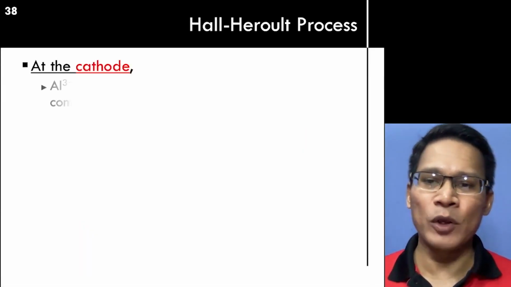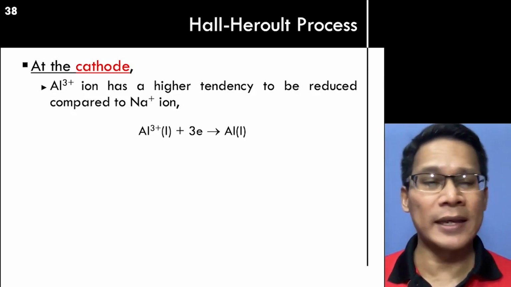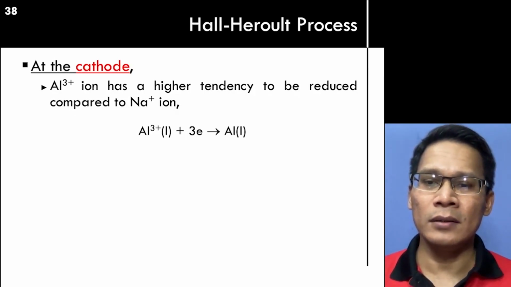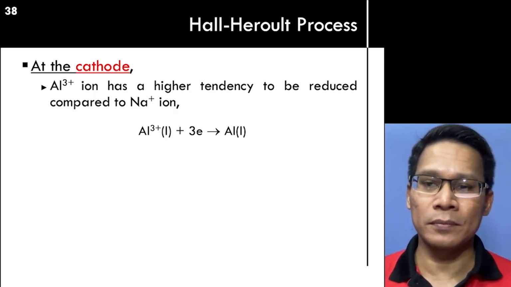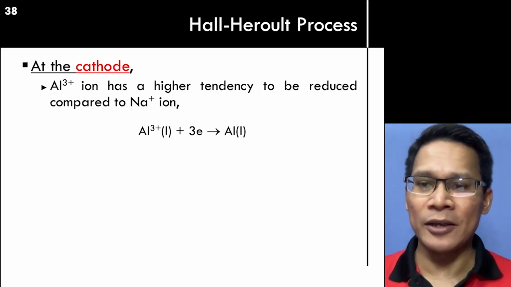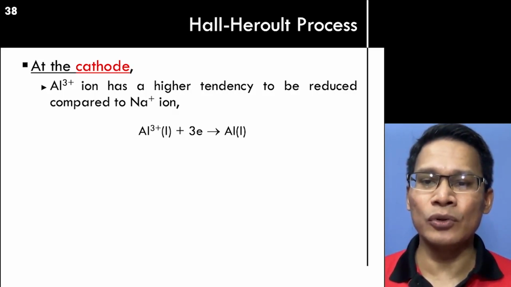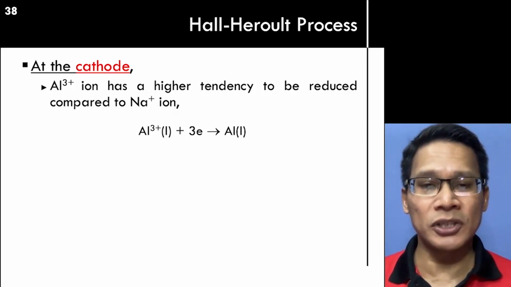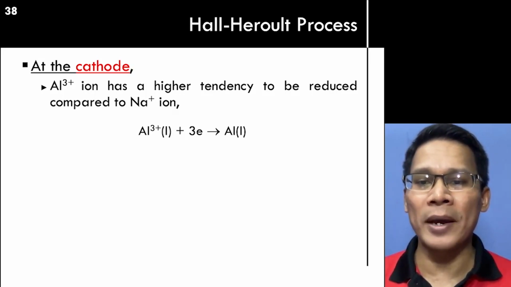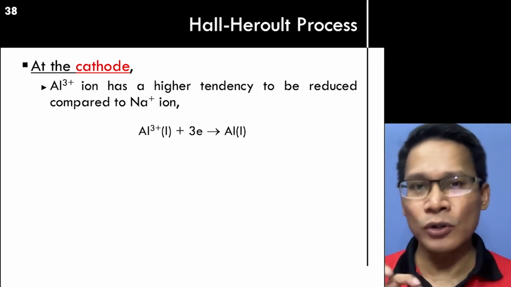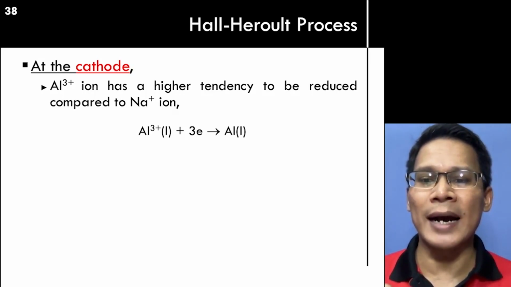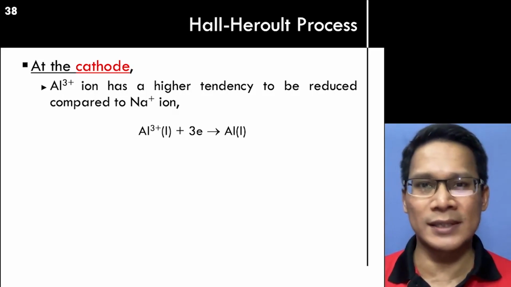How then can pure aluminium be extracted from the electrolyte? The two cations, aluminium ion from molten aluminium oxide and sodium ion from cryolite, are attracted to the cathode. Aluminium ions will be discharged due to its higher standard reduction potential or E0 value compared to the sodium ion. The aluminium produced is also in the liquid state due to the high temperature of the Hall-Héroult cell.